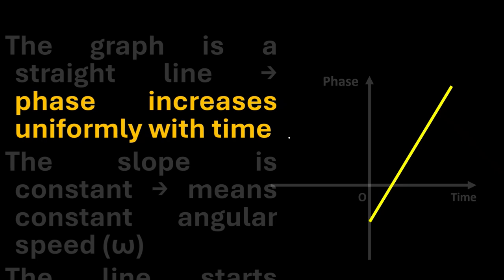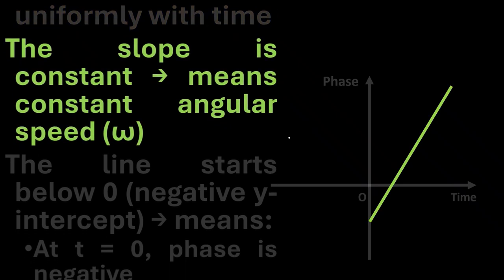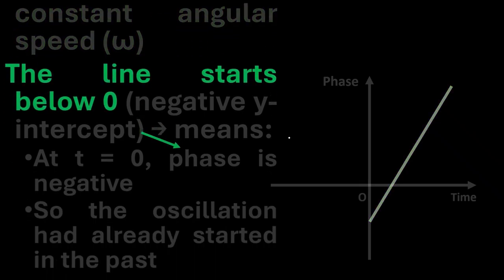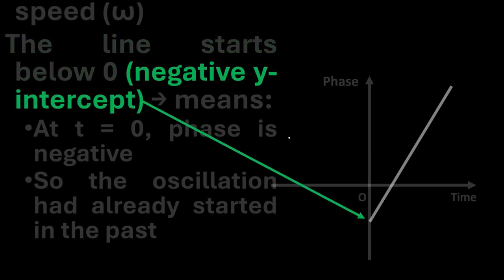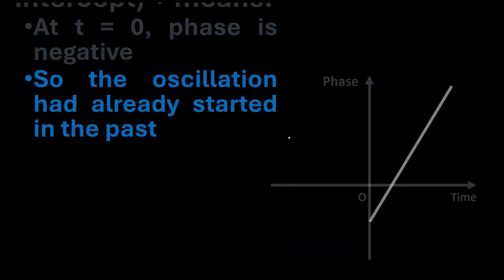The slope is constant. Now, when we say the slope is constant, it means constant angular speed. The line starts below zero. Very important. The line starts below zero, which means the y-intercept is negative here. And when the y-intercept is negative, it means that at t is equal to 0, the phase is already negative, which indicates that the oscillation has already started in the past.